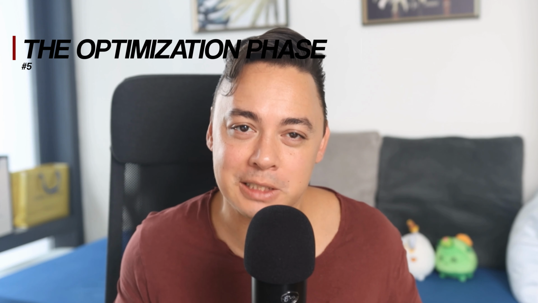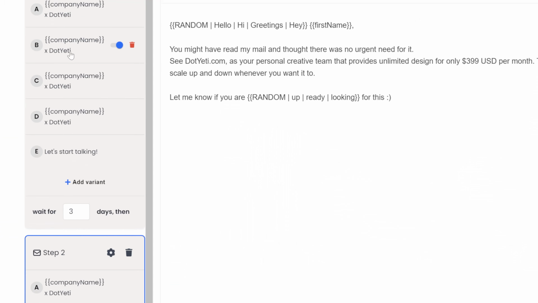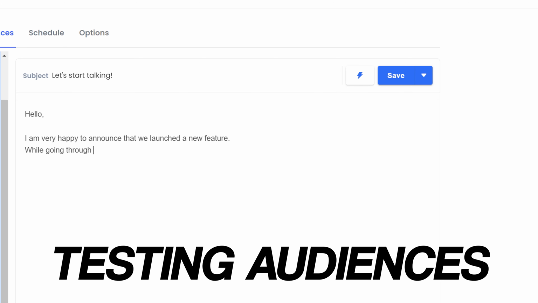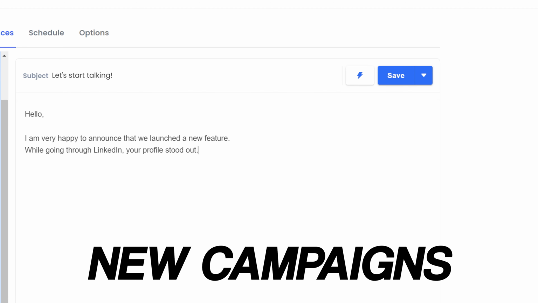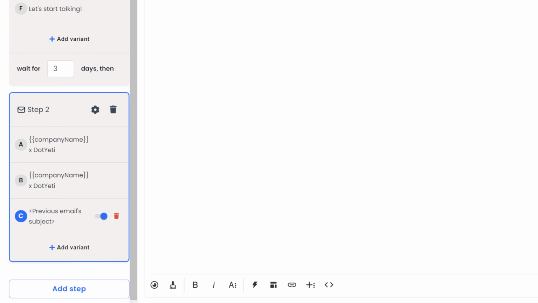Number 5, the optimization phase. To get the best possible results, we have to continuously optimize all of your campaigns. By looking at the data that comes in, we're able to make the best data-driven decisions that will impact the effectiveness of the campaigns. Some things that we're testing are A/B tests of the email copy, testing different target audiences, setting up new campaigns, and trying out different subject lines, and so much more.